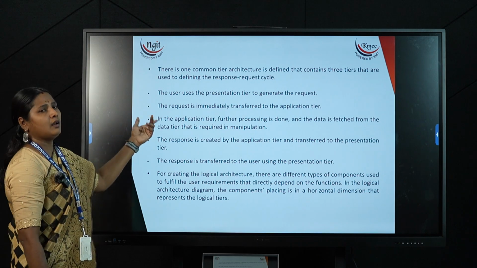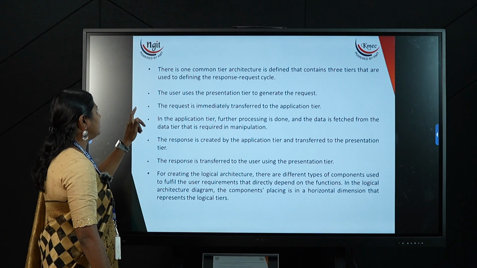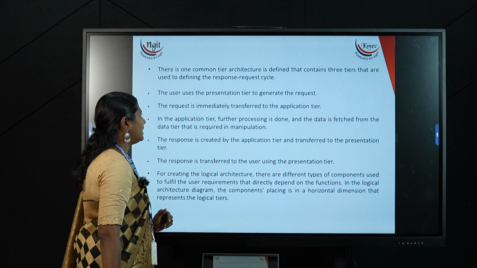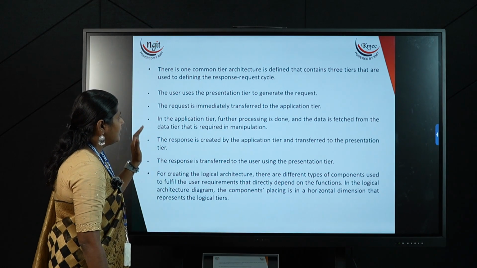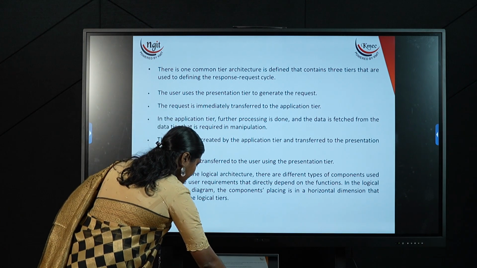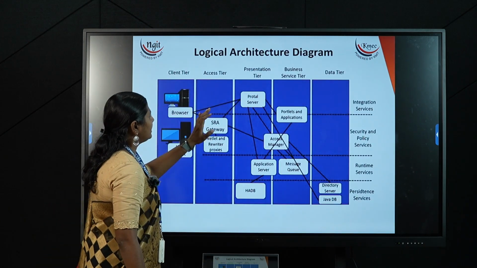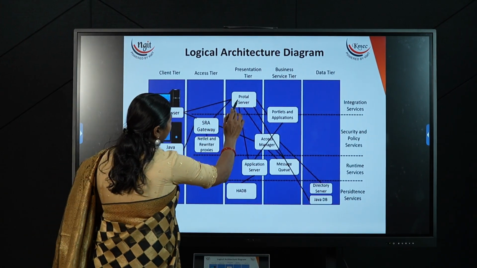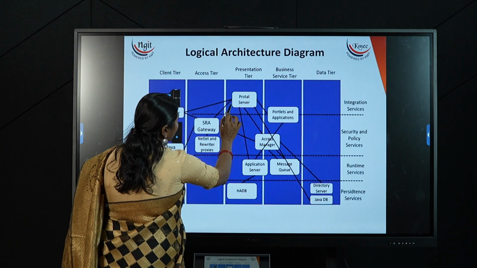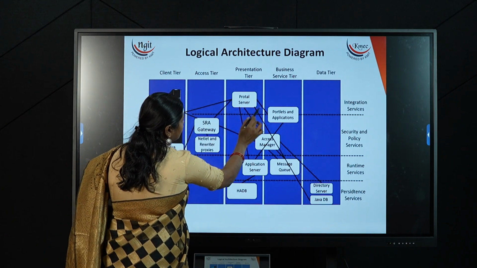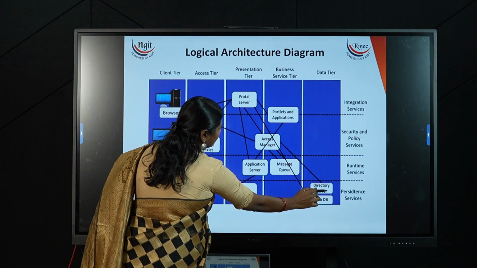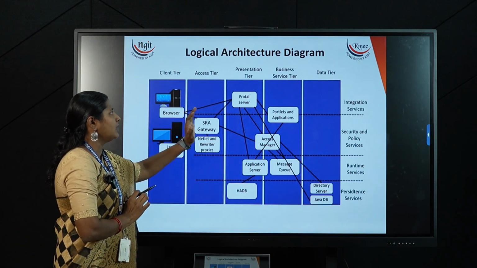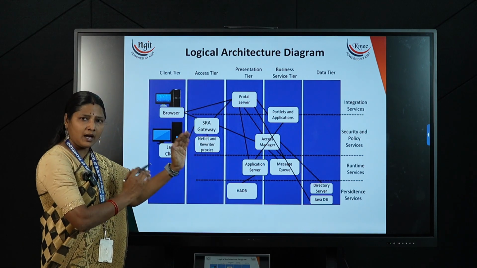Whatever logical architecture diagram we have just gone through, there is one common tier architecture defined that contains 3 tiers, which are used to define the request-response cycle. If you see in the last, there are some of the tiers which are interconnected with more than one tier. If you take simply this presentation tier, it is connected to the access tier, which is connected to the business tier, which is also connected to the data tier. So the first analyst should understand what the connectivities are from one tier to another tier.